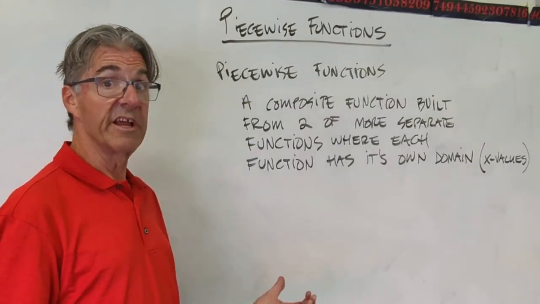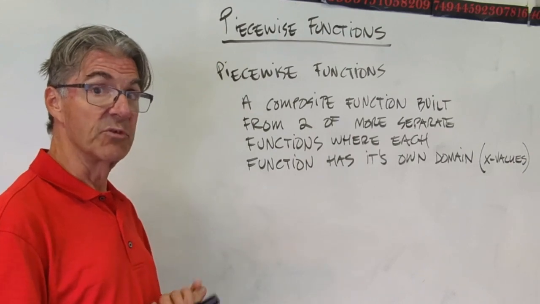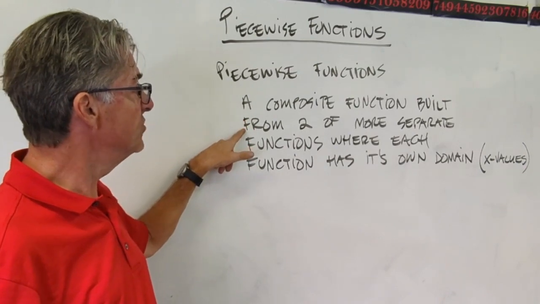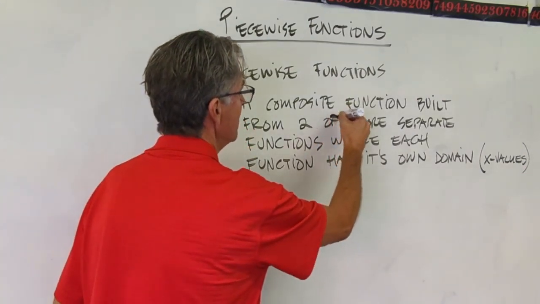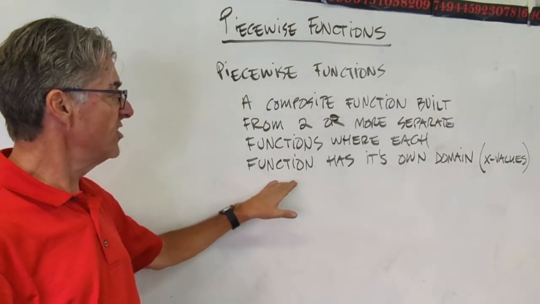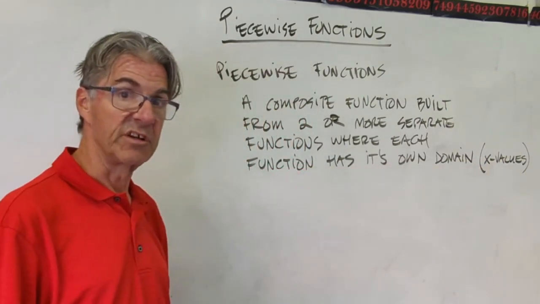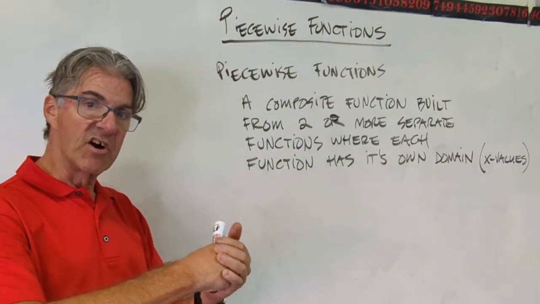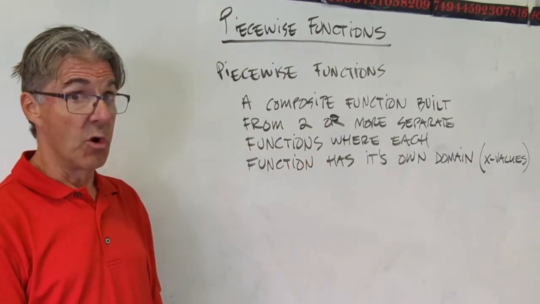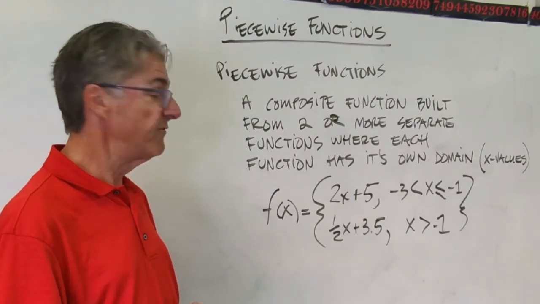Okay, let's look at a working definition for a piecewise function. It's going to look very similar to a composite function with one difference. First off, it's a composite function that's built from 2 or more, that's an or, separate functions. Now here's the new part, where each function has its own domain, which are the x values of the function. So instead of embedding one function inside another, we're going to keep them separated by the domain, the values of x.